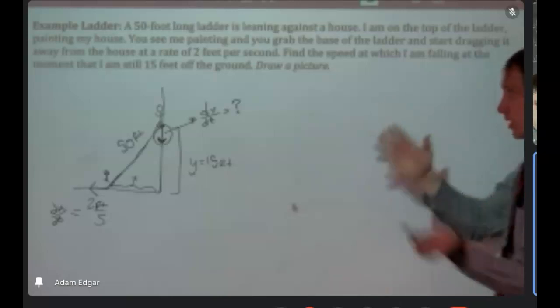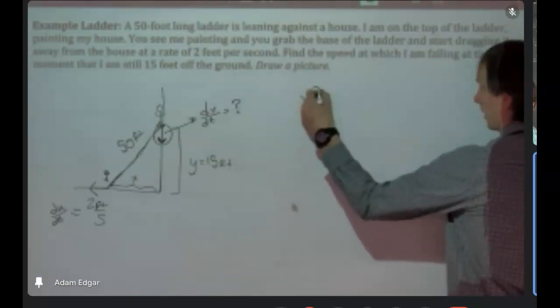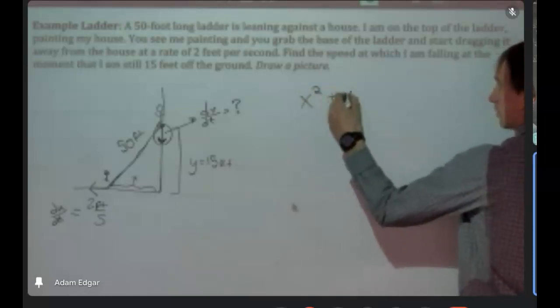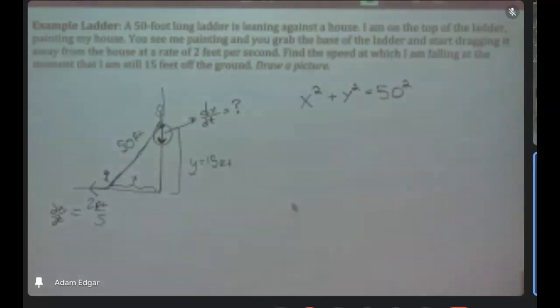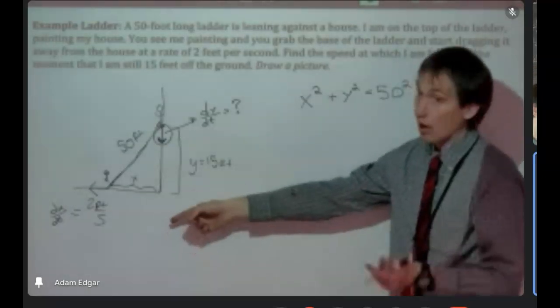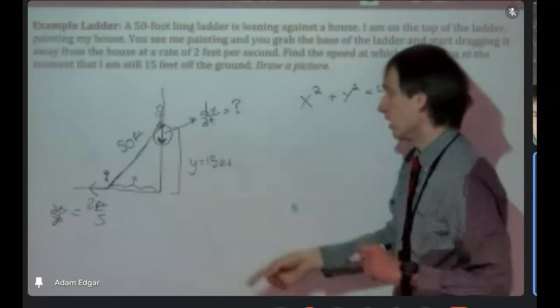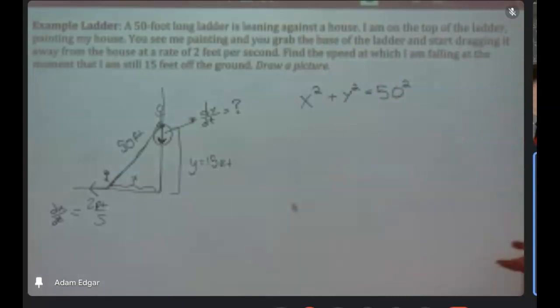Put it together, what's our equation? That's a good start. x squared plus y squared equals 50 squared. So it's just another Pythagorean theorem problem. How do we know it's Pythagorean theorem? Well, look at the shape. What is it? Right triangle. And we're talking about all the sides. There's only one triangle. There's not another similar triangle to deal with. So it's Pythagorean theorem. And what's the derivative of this thing?